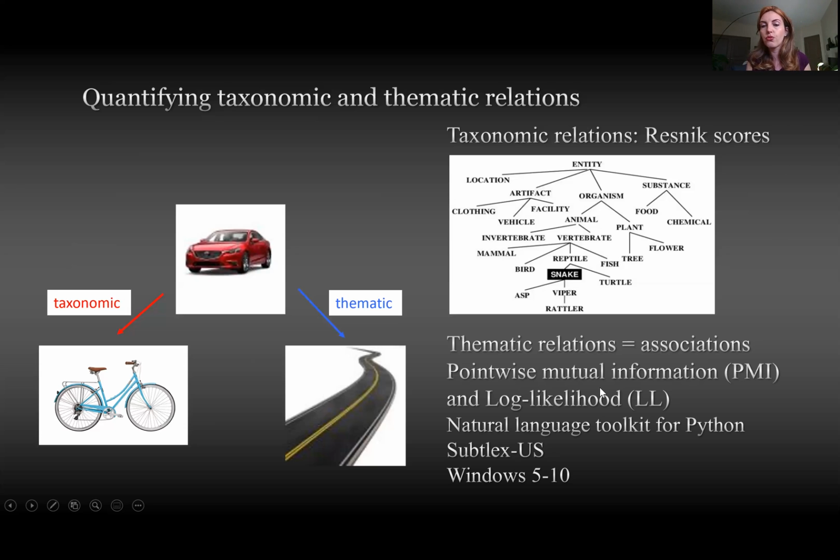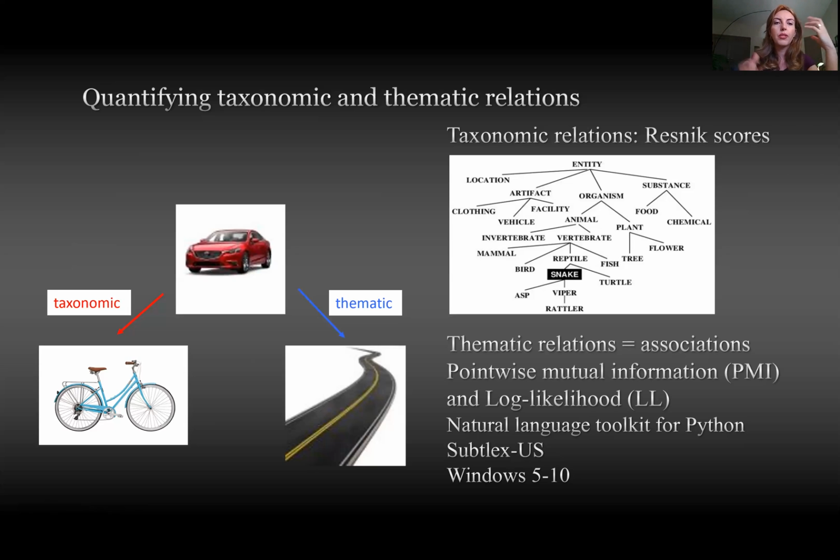The reason we choose 2 is because they have different biases towards low and high frequency words. So it's nice to get both and make sure that your materials really score consistently with different measures. We use the NLTK from Python to do this on the SUBTLEX-US corpus, and we vary the window again to make sure that our measures are not cherry-picked by a specific window.